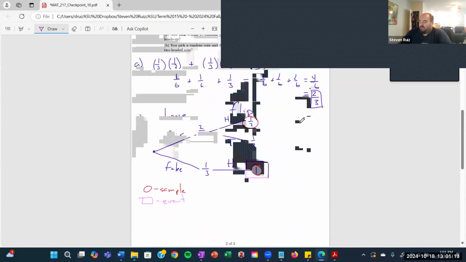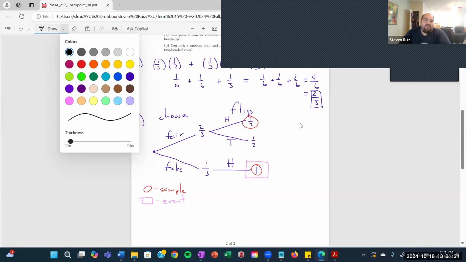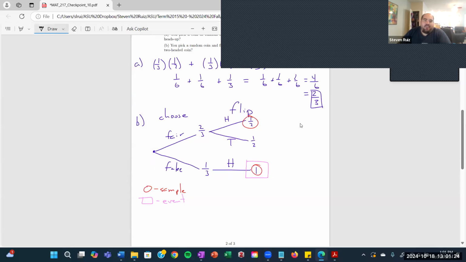Let me find the probabilities of all of these branches. The way you find the probabilities in a tree diagram is to start from the trunk, the beginning, and multiply all the probabilities you see along the branch. So 2/3 times a half, that's 1/3. 2/3 times a half, that's 1/3. 1/3 times 1, that's 1/3. Those probabilities all better add up to 1, and they do.